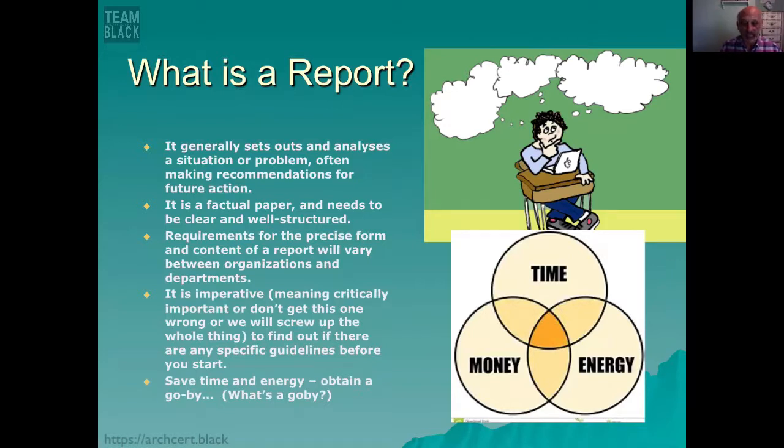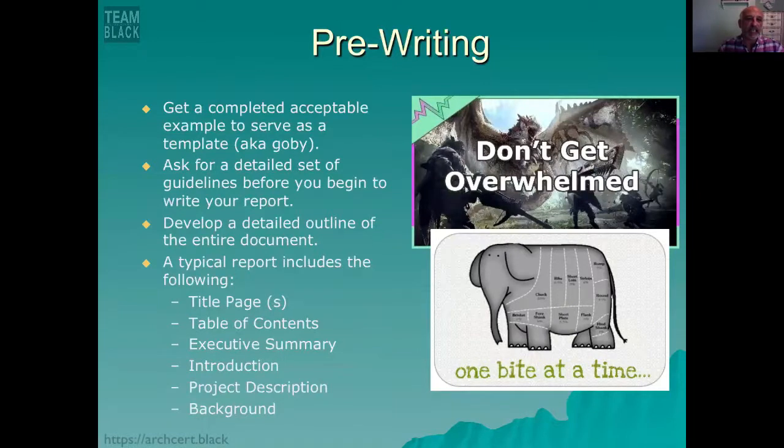Now, to save time and energy, we ought to obtain a go-by. Well, what's a go-by? A go-by is a completed, acceptable example of a report similar in content and character to the one you intend to write. So I typically ask for a detailed set of guidelines before we begin to write the report. Now, if we have that go-by, we have a sense of the way in which the document will be organized and what information we're going to need to include in our report.